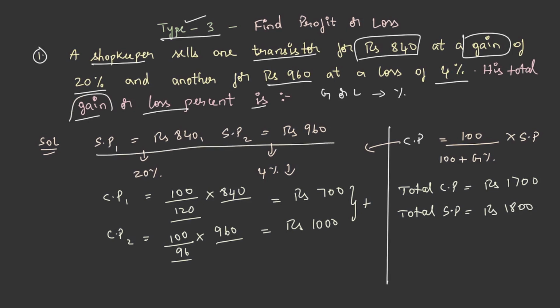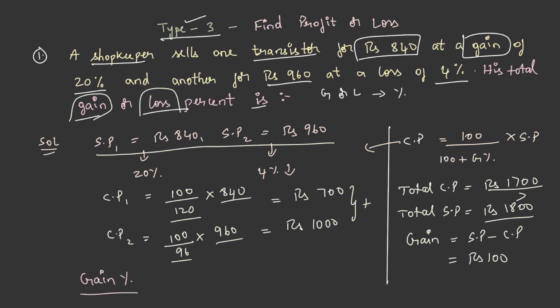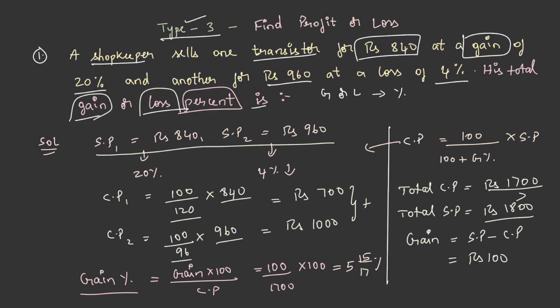Now we have to find whether it is a gain or loss. How do we do that? If the selling price is greater than the cost price, then it is gain. And how to find out gain? Selling price minus cost price, which is equal to rupees 100. Now gain percentage, we are doing this because he asked us to find out the percentage as well, is equal to gain into 100 by cost price. We know the gain is 100, and the cost price is 1700, so 100 into 100 by 1700. And the final answer is 15 by 17%.